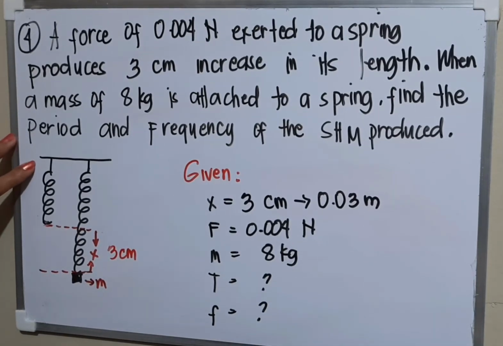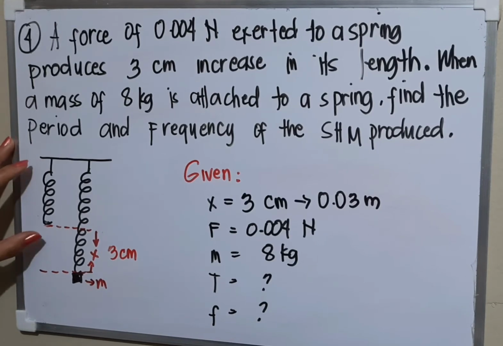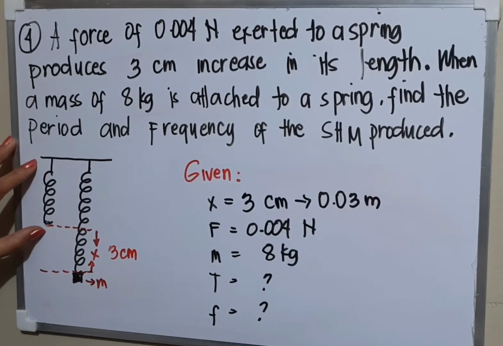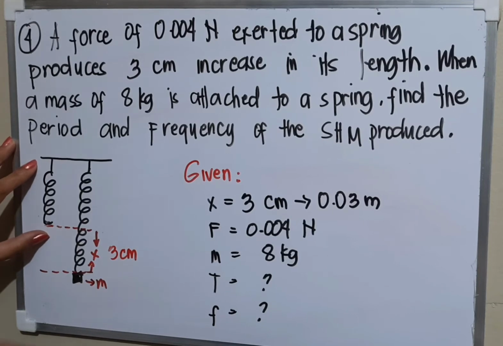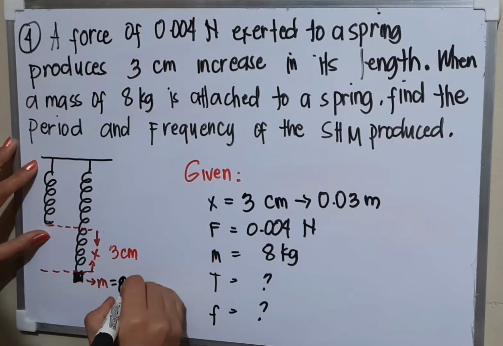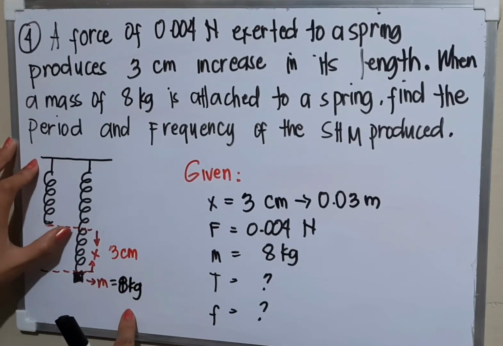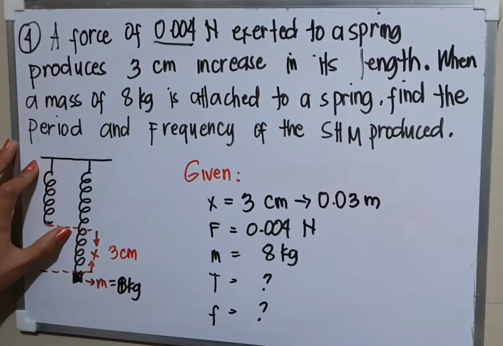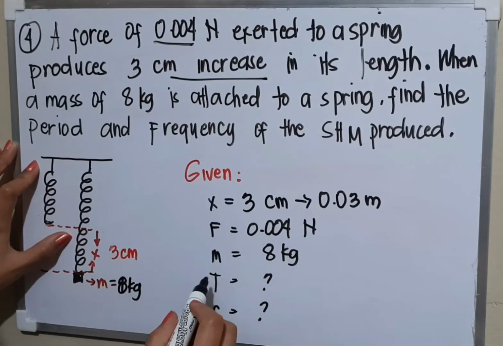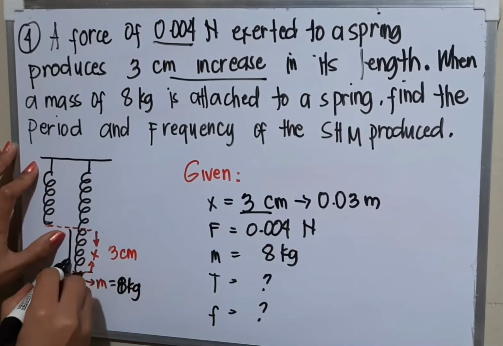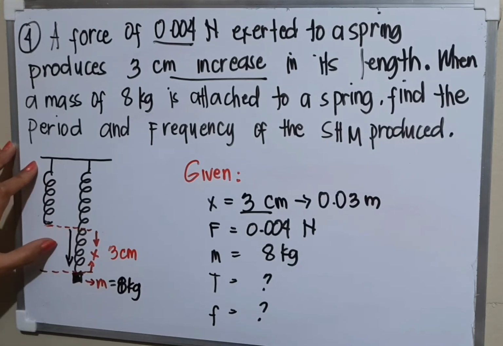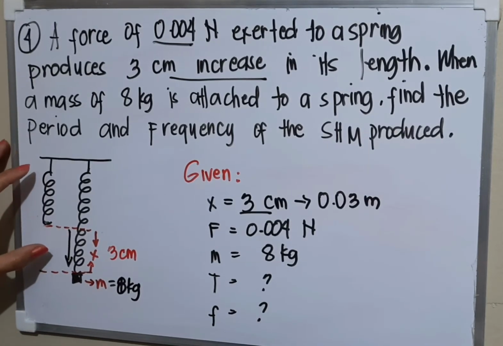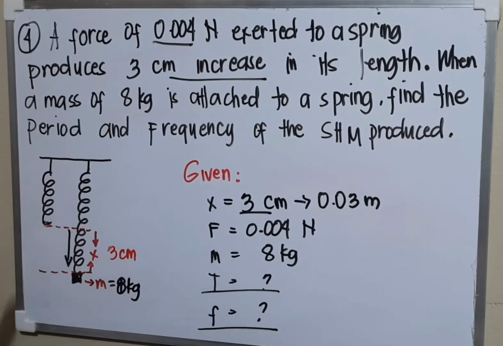A spring is mounted on a wall and it has this as its natural state. However, with a mass of 8 kilograms attached to this spring, a force of 0.004 Newton is exerted that made it increase in length by 3 centimeters. Now, since this is under simple harmonic motion, we are asked to solve for the period and the frequency.